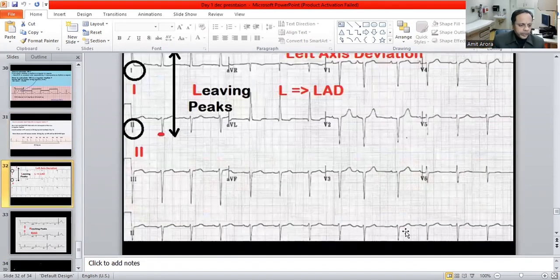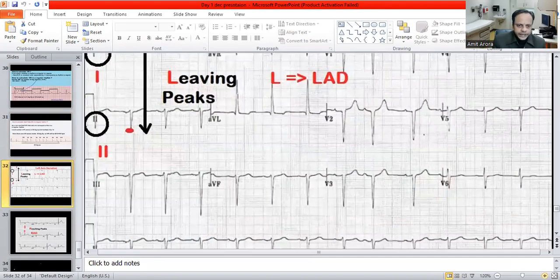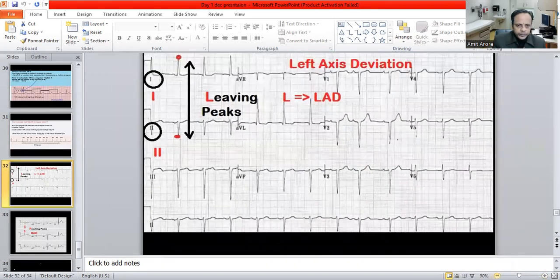So what you have to do, just check lead 1 and lead 2. Here you can see lead 1 and lead 2. Just look at the peaks. The peaks are leaving each other. Just remember leaving, L for leaving.